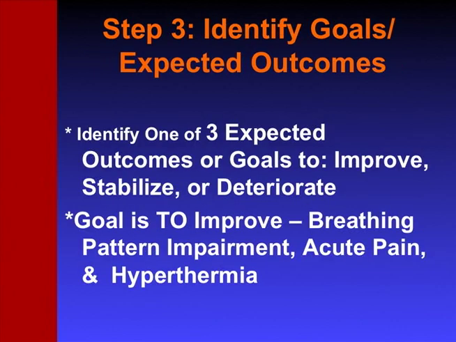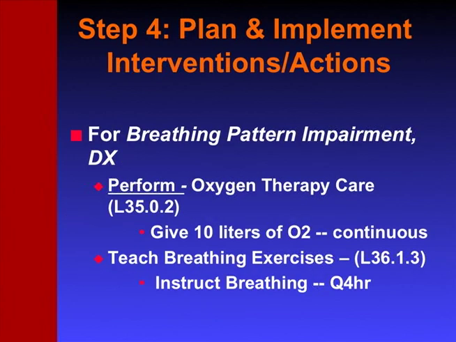For step 3, the nurse needs to identify one of 3 outcomes or goals for the providers of care to improve, stabilize, or deteriorate. In Mr. Jones's case, the goal is to improve the 3 nursing diagnoses. In step 4, the nurse lists the plan and implementation steps of the POC. It should include the CCC nursing interventions and actions for each nursing diagnosis, using nursing jargon or common English phrases to help the nurse understand them.